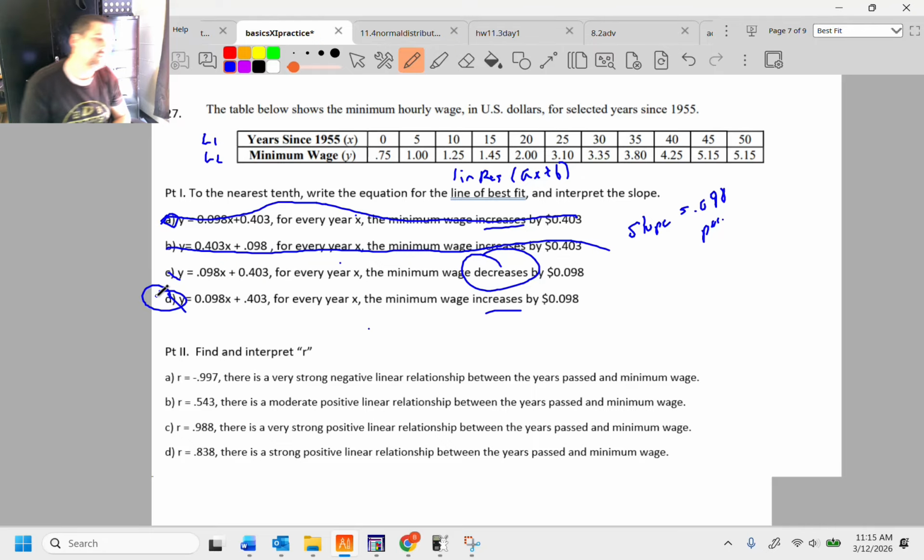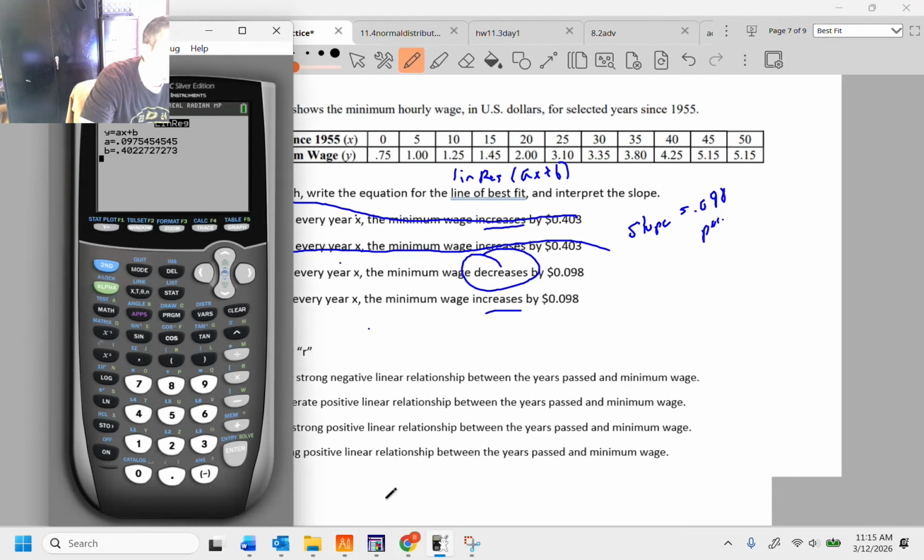Part 2 is find and interpret R. You are going to have to remember how to turn that on. So we're going to turn it on. We're going to go second 0. Hit that matrix key, get you closer. Scroll down to diagnostic on. Press enter. Press enter. And then just run back through the process. Stat calc 4. Calculate.